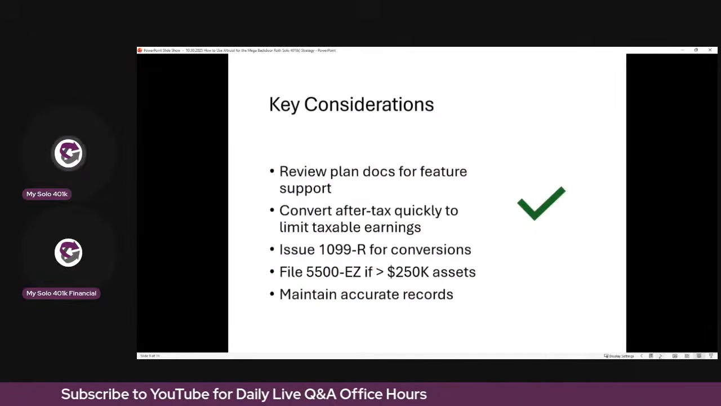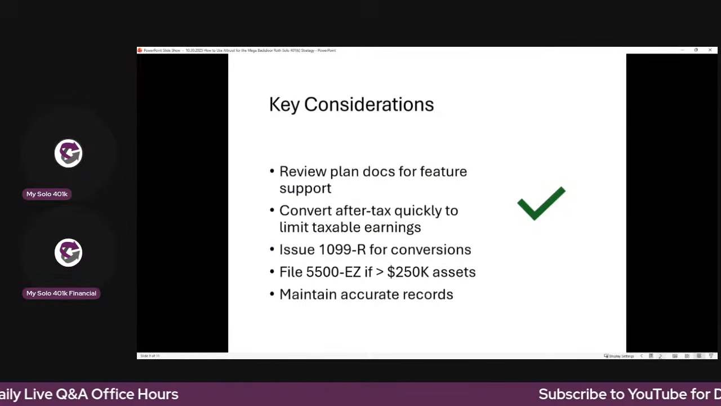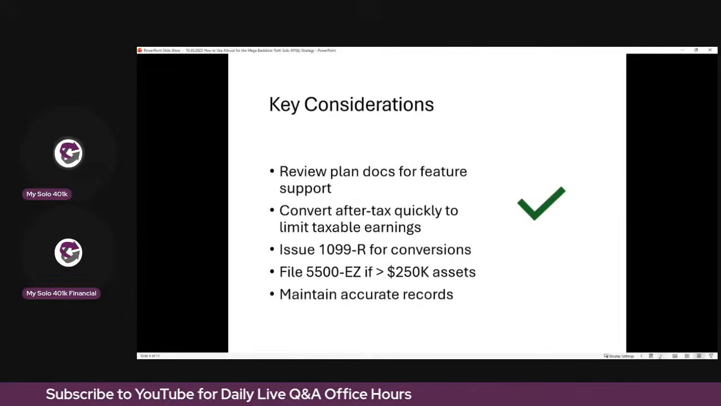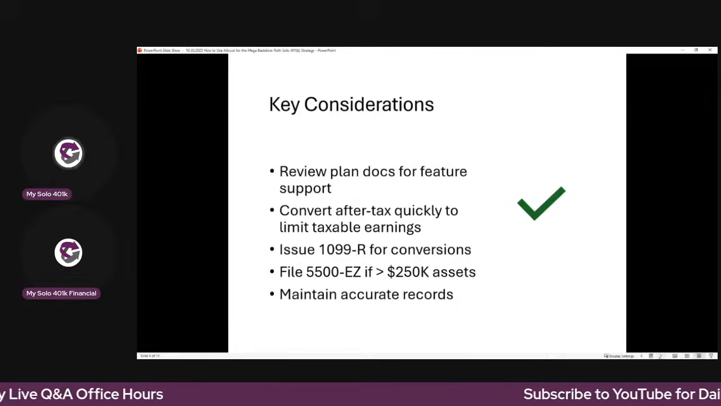So just again, to highlight the key considerations, you want to make sure you've got the plan documents that support the Mega Backdoor Roth feature. It's going to be important to convert those voluntary after-tax funds quickly to the Roth account. And based on experience and client feedback, Altruist certainly makes it easy.